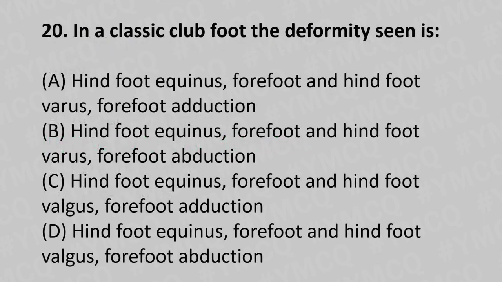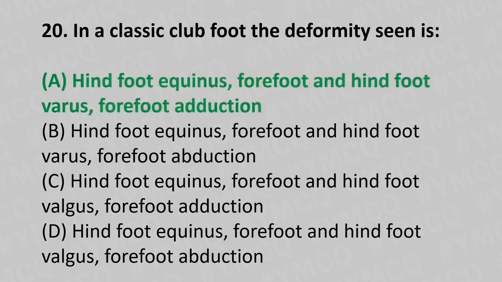Moving to our 20th question. In a classic club foot, the deformity seen is option A, hind foot equinus, forefoot and hind foot varus, forefoot adduction. Option B, hind foot equinus, forefoot and hind foot in varus, forefoot in abduction. Option C, hind foot in equinus, forefoot and hind foot in valgus, forefoot in adduction. Option D, hind foot in equinus, forefoot and hind foot in valgus, forefoot in abduction. And the answer is option A, hind foot in equinus, forefoot and hind foot in varus, forefoot in adduction.